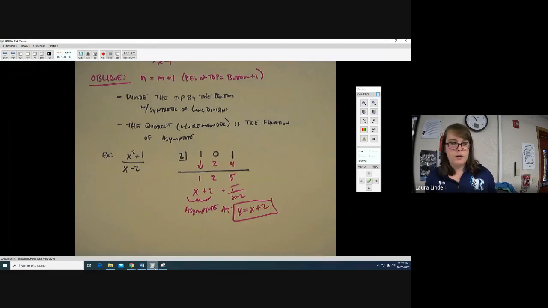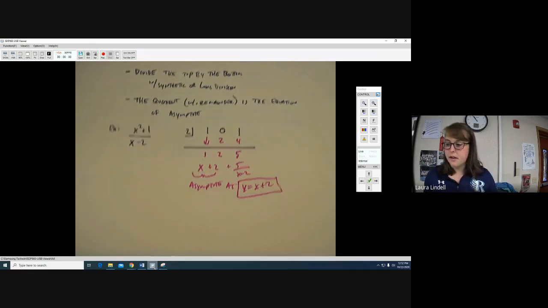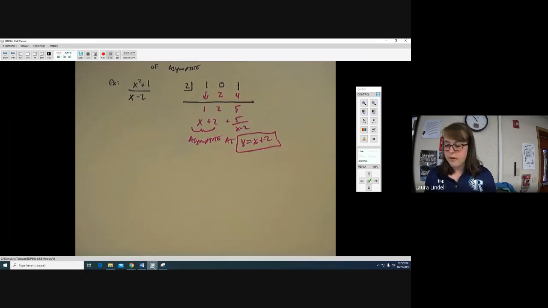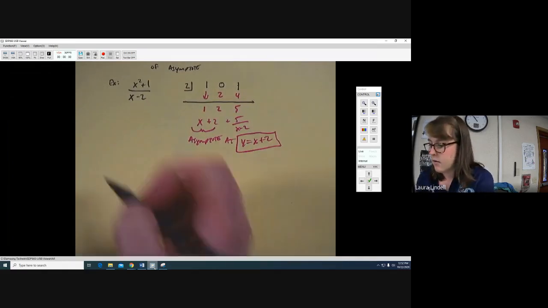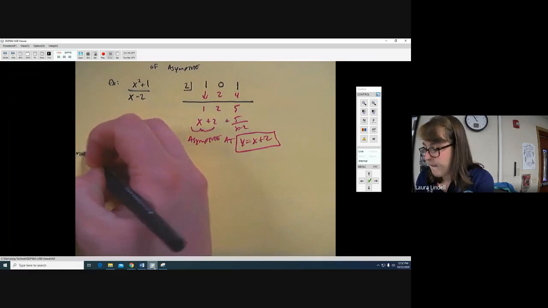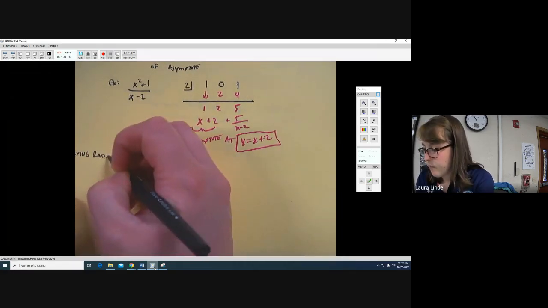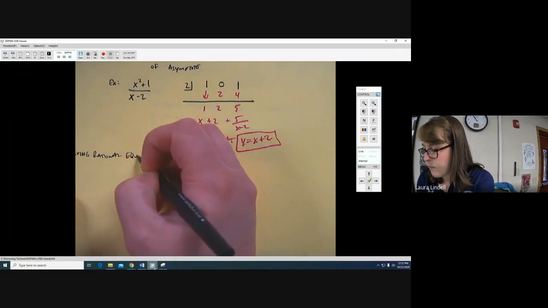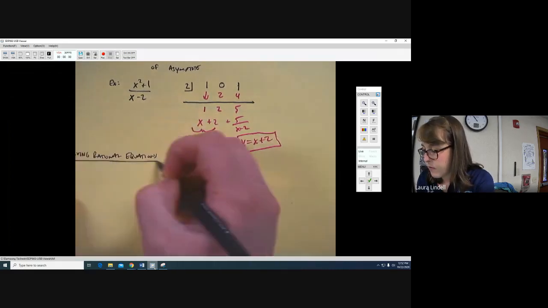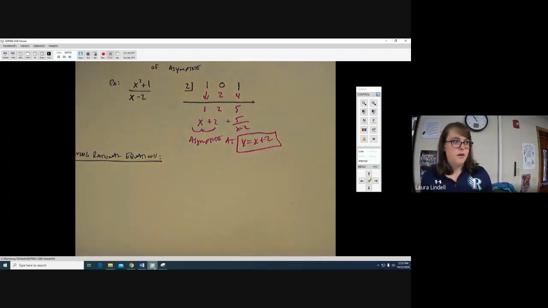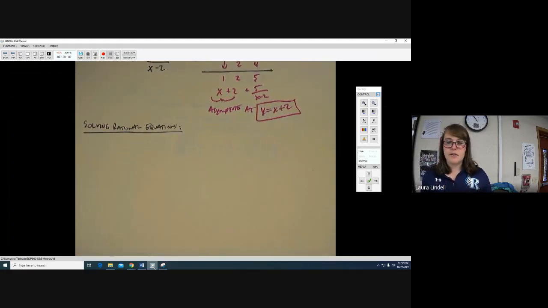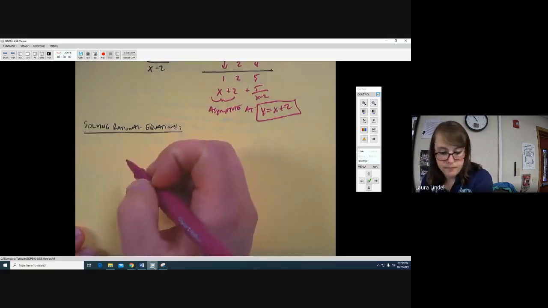We are going to move on to solving rational equations. So we've dealt with rational functions. Now we're moving on to rational equations. Okay, and solving rational equations, since we're dealing with basically fractions, is going to involve a lot of finding a common denominator and all that good stuff. So if you love fractions, this is a great section for you. We're going to start off with a simple one.